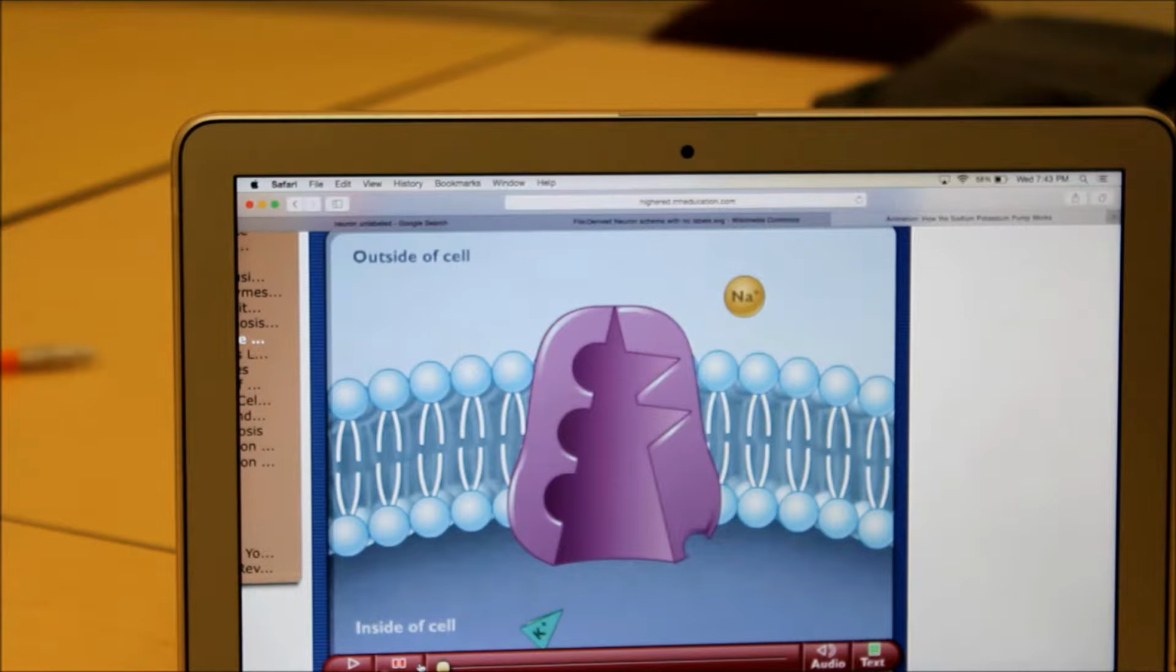ATP has 3 phosphates, and when it loses one, it then becomes ADP. The pump does all of this to keep the neuron at resting state, which is at negative 70 millivolts. The sodium-potassium pump is found by the axon hillock.